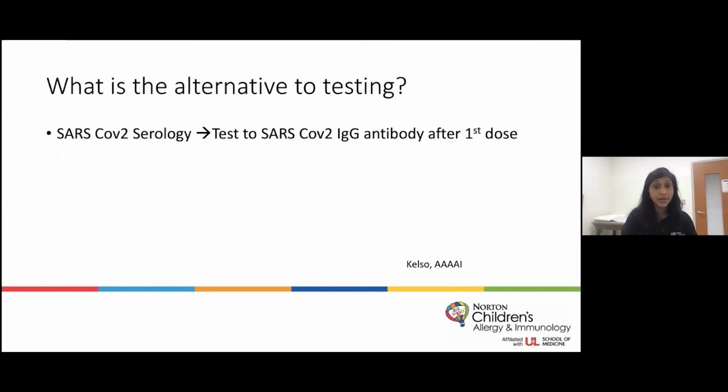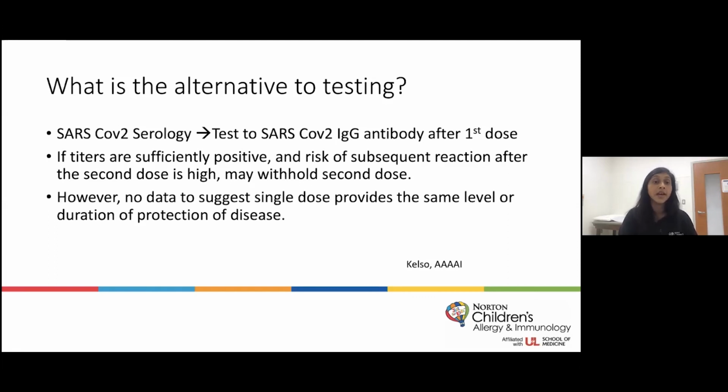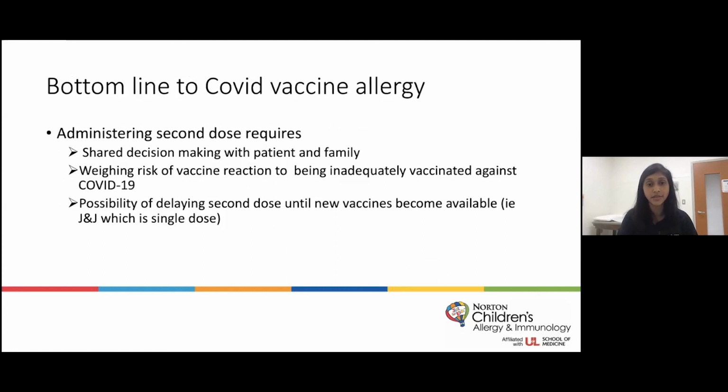What is the alternative to testing? If the patient doesn't want to be tested, or we don't have the vaccine, you could do the SARS-CoV-2 IgG antibody after the first dose. If titers are sufficiently positive, you may want to withhold the second dose. However, we already know that getting the second dose is obviously more effective than the first dose, and there's not enough data to show that a single dose provides the same level of protection or duration of protection from disease.